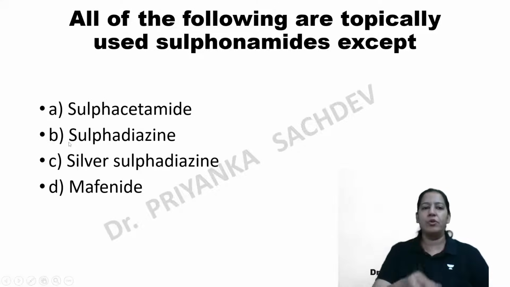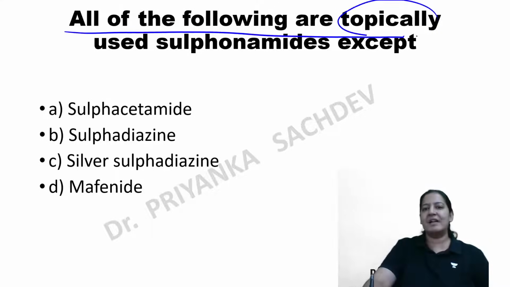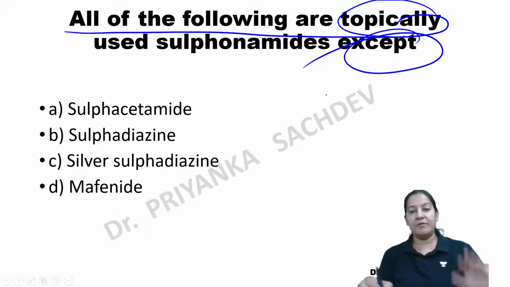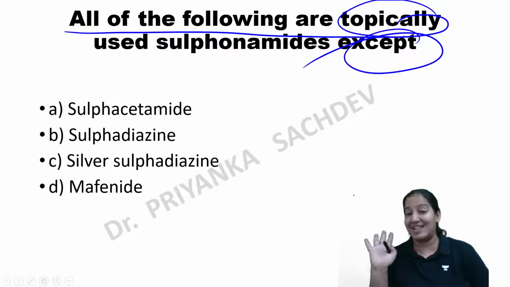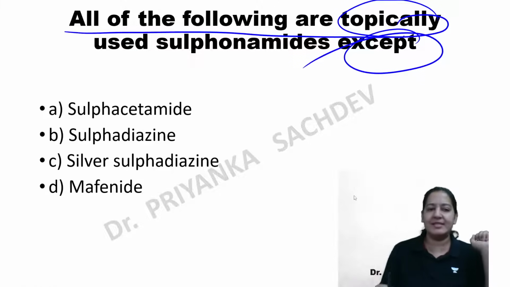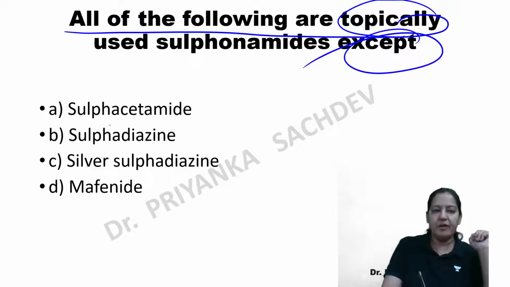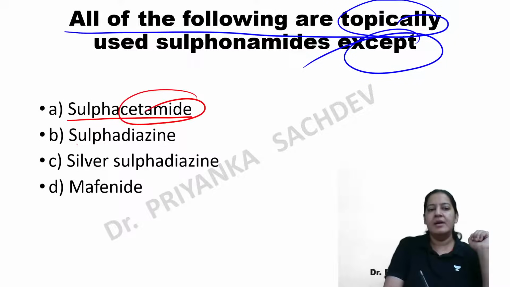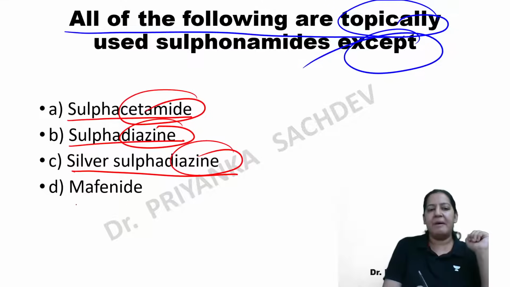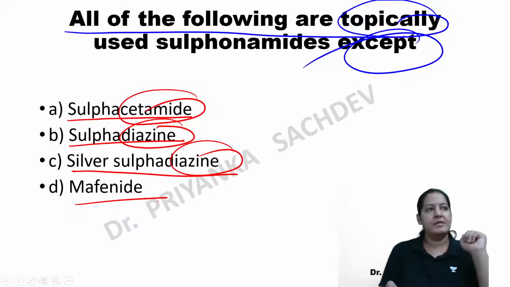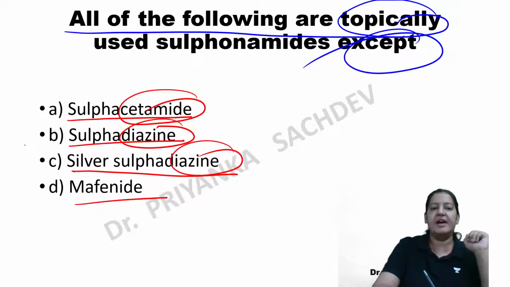The next question is in front of you. All of the following are topical sulfonamides except. You know the names of three topical sulfonamides. Tell me which is not a topical sulfonamide. I'm asking except, please mind the question. The four options are sulfacetamide, sulfadiazine, silver sulfadiazine, and mephenide. What is the answer here? Yes, you are right. The correct answer here is definitely sulfadiazine.